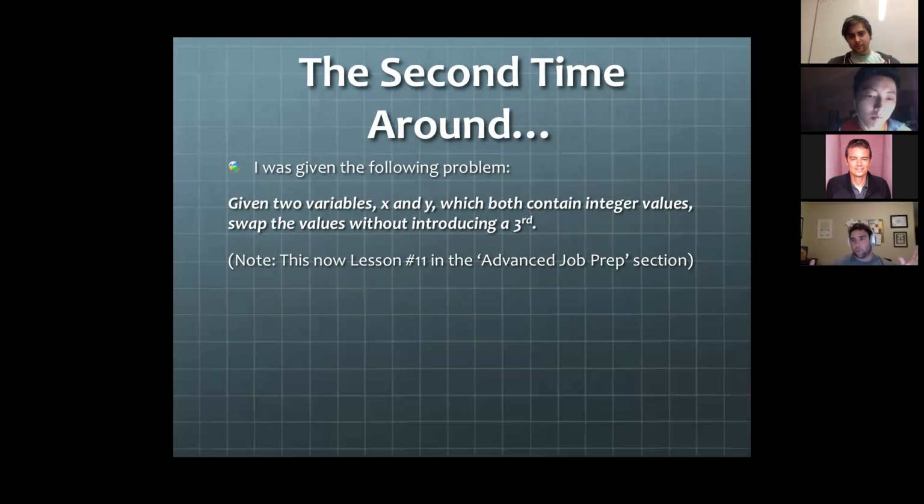And spoiler alert, this is now lesson number 11 in the advanced job prep section on the Firehose project. I'm not saying I gave it to Ken as content, but it would be nice to be mentioned in a footnote. Just, plagiarism is a problem.